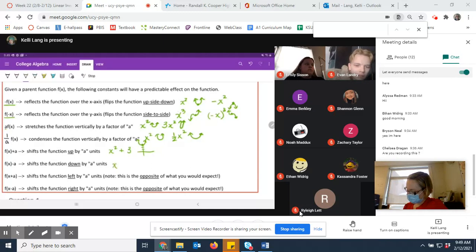If you subtract instead, it shifts your parent function down 1 unit. So plus goes up, minus goes down. Should be pretty easy to remember. The next 2, however, are what happen when you shift your parent function from inside the function.